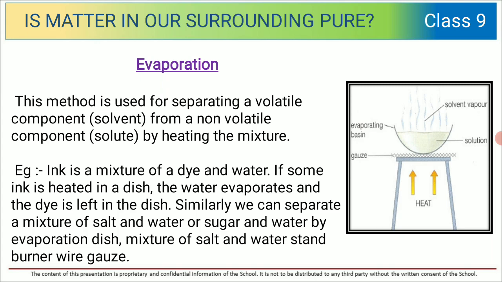So now let us see the first technique, which is very simple to understand, that is evaporation. This is used for separating a volatile component from a non-volatile component by heating the mixture. Now how to understand this statement? Take the example. Ink is a mixture of dye and water. If some ink is heated in a dish, the water evaporates and the dye is left in the dish.